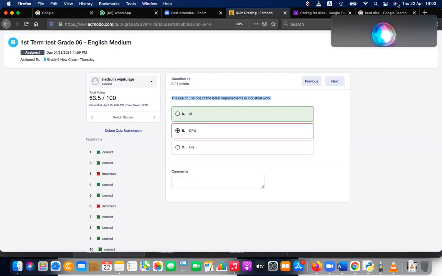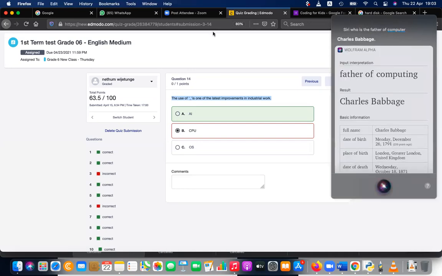Siri, who is the father of computing? Charles Babbage. So this is called artificial intelligence. It can recognize natural language.